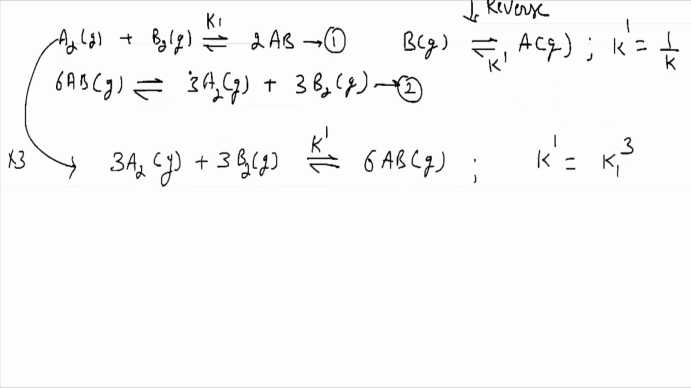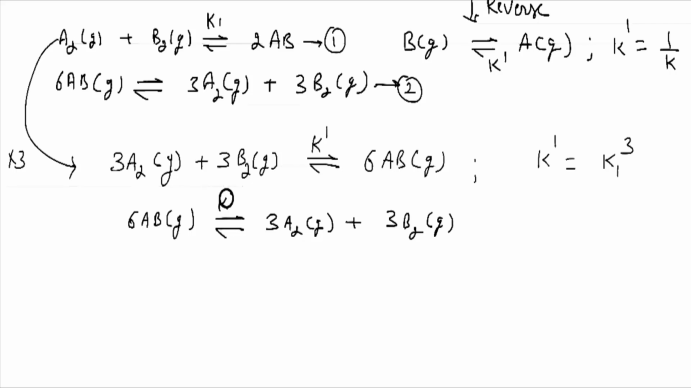And let's say, if I reverse this reaction, the reaction will look like this. I'm just writing the reaction: 6AB, which is in gaseous state, is in equilibrium with 3A2, which is in gaseous state, plus 3B2, which is also in gaseous state.